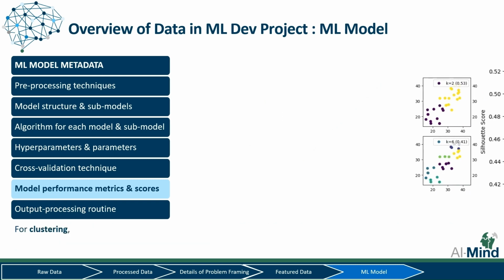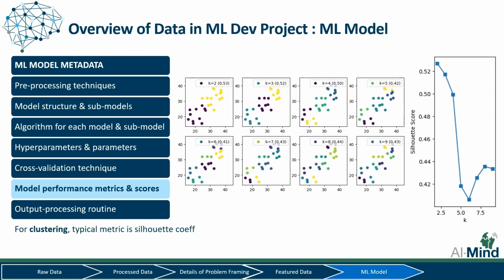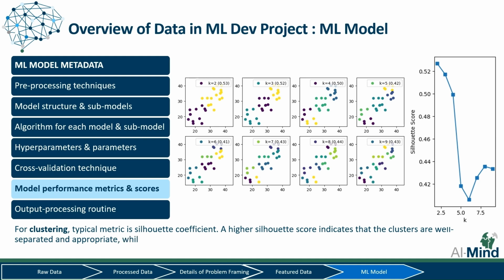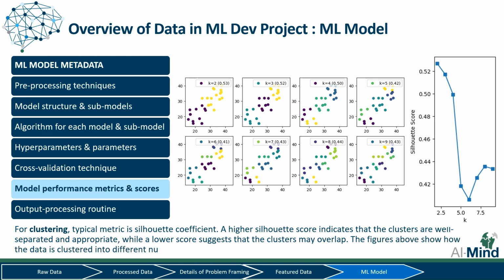For clustering, a typical metric is the silhouette coefficient. A higher silhouette score indicates that the clusters are well separated and appropriate, while a lower score suggests that the clusters may overlap. The figures above show how the data is clustered into different numbers of clusters and the corresponding silhouette score.